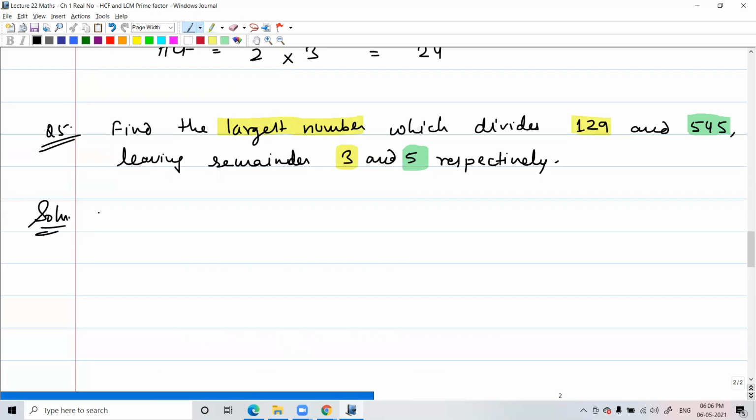We have to subtract 3 from 129 and we have to subtract 5 from 545. Yes, you have to subtract 3 from 129 and subtract 5 from 545. And then whatever you get, both the numbers, you'll have to find the highest common factor, that is the HCF. So do that very, very fast, quickly, all of you.